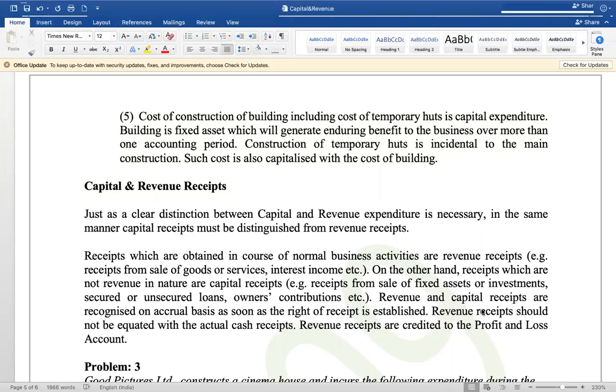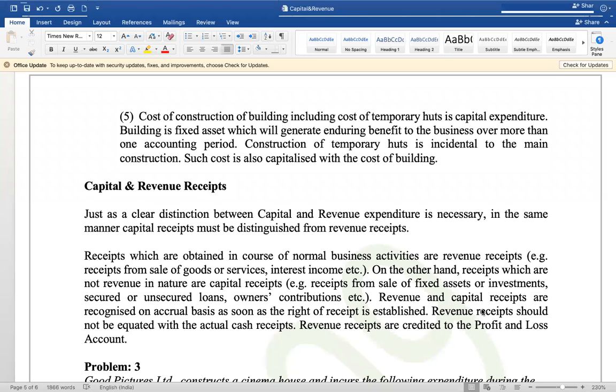Now you can see examples there: secured and unsecured loans. The owner's contribution, what is that? Share capital. Revenue and capital receipts are recognized on accrual basis, not on a received or paid basis.